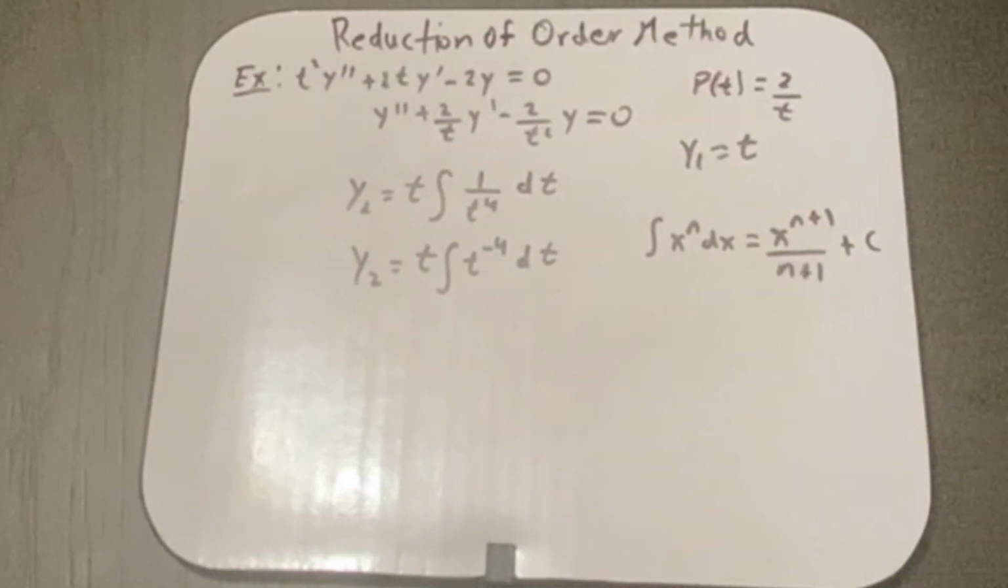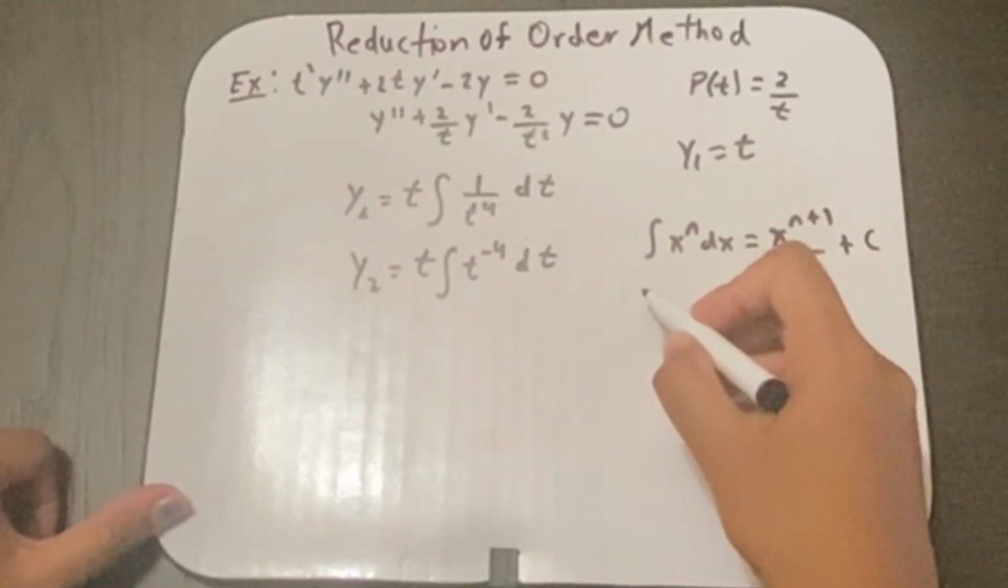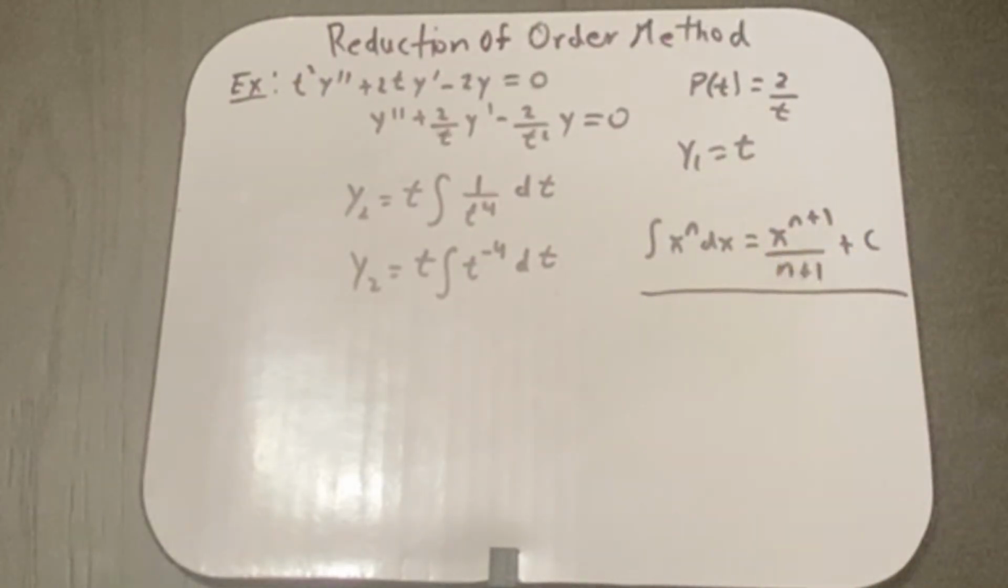And like I said, we're going to use the power rule for integrals, which I've written over here. The general form of the power rule for integrals is the integral of x to the power n dx is equal to x to the power n plus 1, all divided by n plus 1, plus c. And for this case, we're going to ignore the plus c and not write it explicitly, because we're trying to find a solution. So we're just going to do the normal power rule. So let's do that.